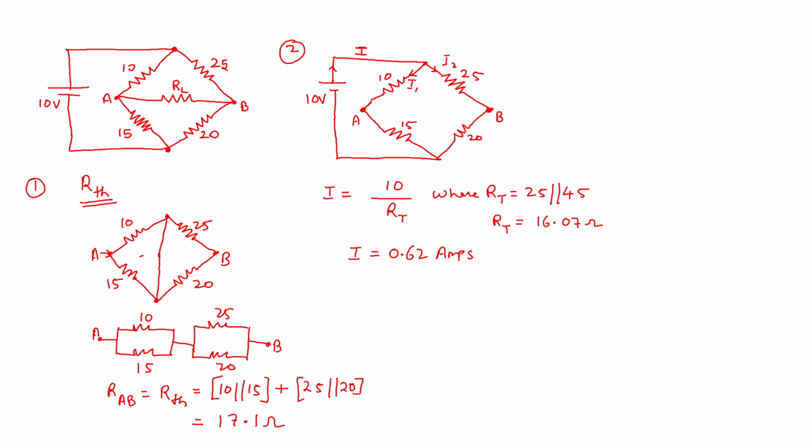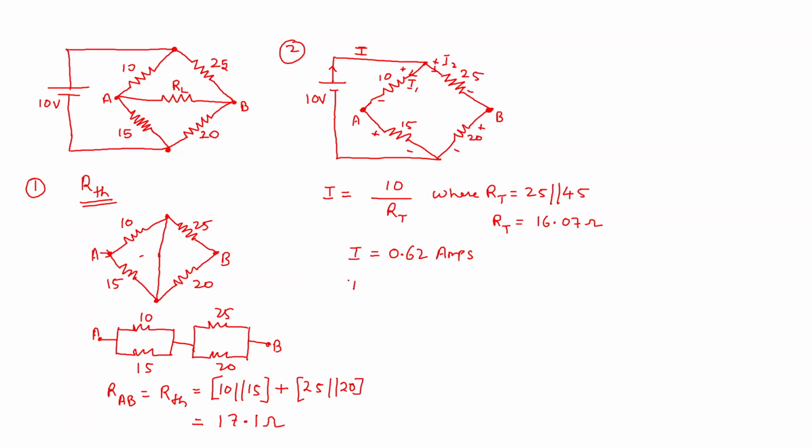So I1 will flow like this. So this is the entering terminal, leaving terminal. Here again, current entering terminal and leaving terminal. Similarly, I2 will flow through 25 and 20. So current entering terminal positive, current leaving terminal. Here also current entering terminal and leaving terminal.